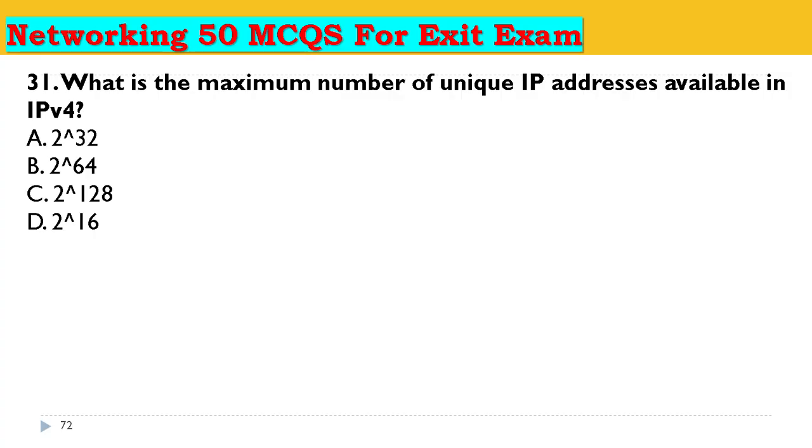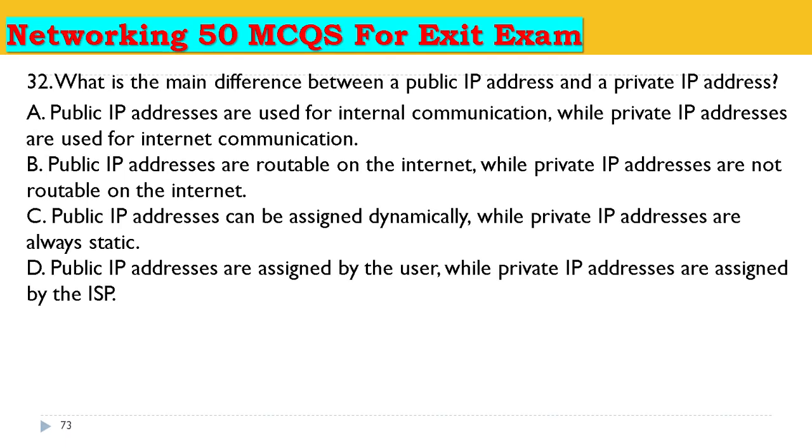31. What is the maximum number of unique IP addresses available in IP version 4? 2 to the power of 32 is the maximum number of unique IP addresses available in IP version 4. Question number 32. What is the difference between a public IP address and a private IP address? Public IP addresses are routable on the internet, while private IP addresses are not routable on the internet.